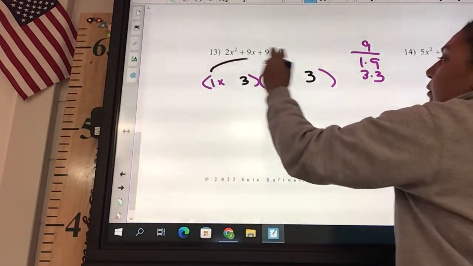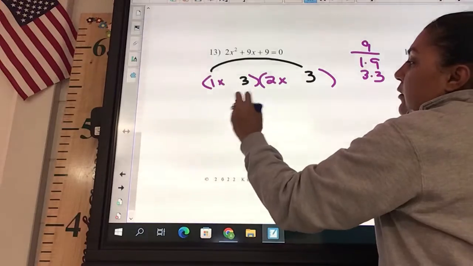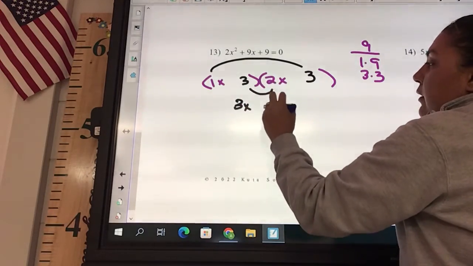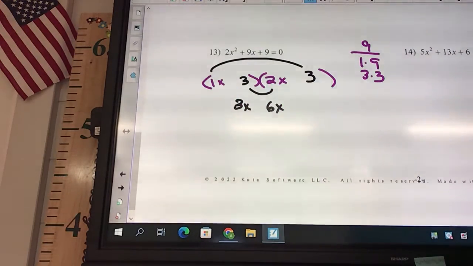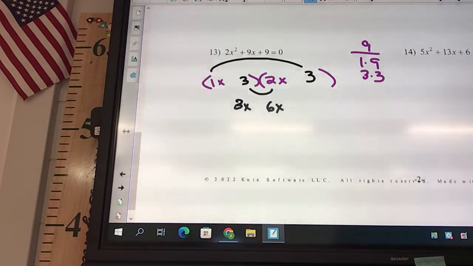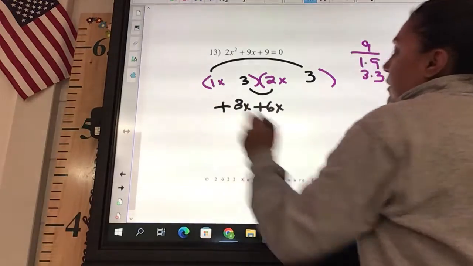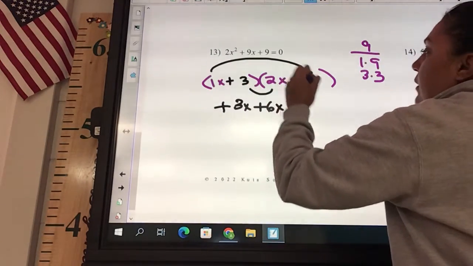Okay, we're going to check the outer. 1 times 3 is 3x. The inner is going to be 6x. Okay, a 3 and a 6, how can I get a positive 9? Okay, well, it could be plus, plus. So we say plus, plus.